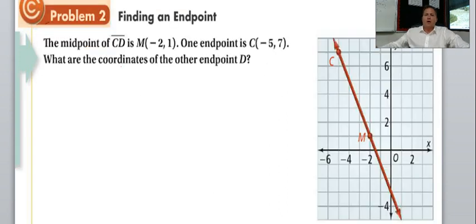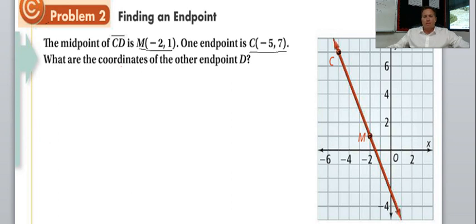Alright, next, problem number 2. So make sure you write problem number 2 right here. This one we're trying to find an endpoint this time. The problem gives us the midpoint, and it's at 2, -1, and it gives us one of the endpoints at -5, 7. So we have that one endpoint right there, and we have the midpoint right there. We're trying to figure out where is that other endpoint.